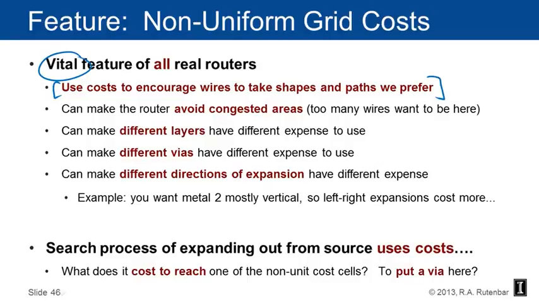You can make different layers have different costs to use. You can make different vias have different expense to use. You can make different directions of expansion more expensive. You know, you might decide that some layer you want mostly vertical wires or some layer you want mostly horizontal wires. We'll talk about that later too.